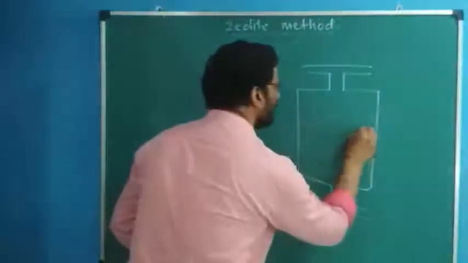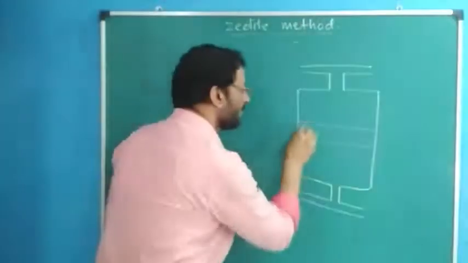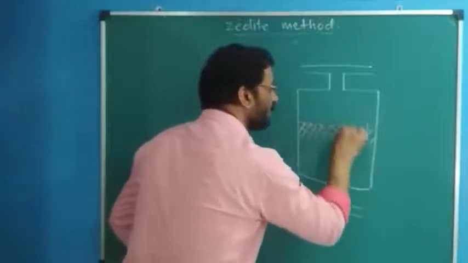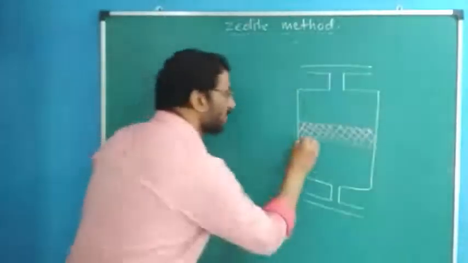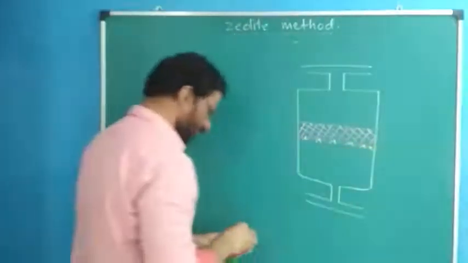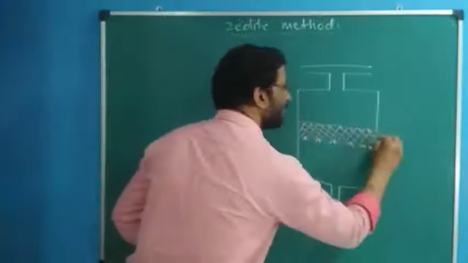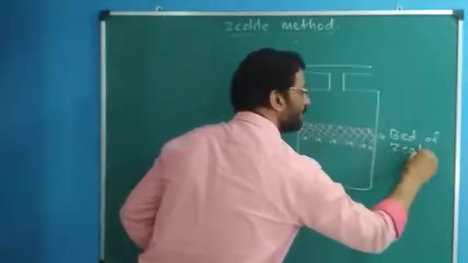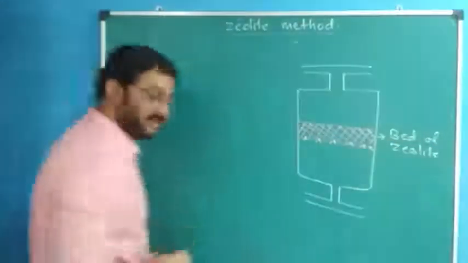This is a bed of zeolite. It is fitted somewhere like this. Very roughly I am putting the structure. It's a simple diagram. You draw it properly. This is a bed of zeolite with a perforated support. Some perforations are there. We label it: this is zeolite, or bed of zeolite. It will show the exchange reactions.